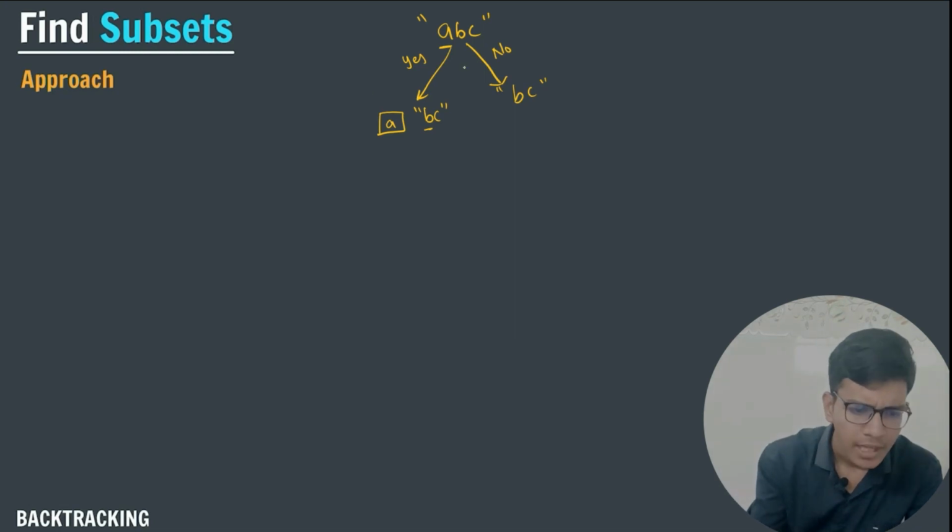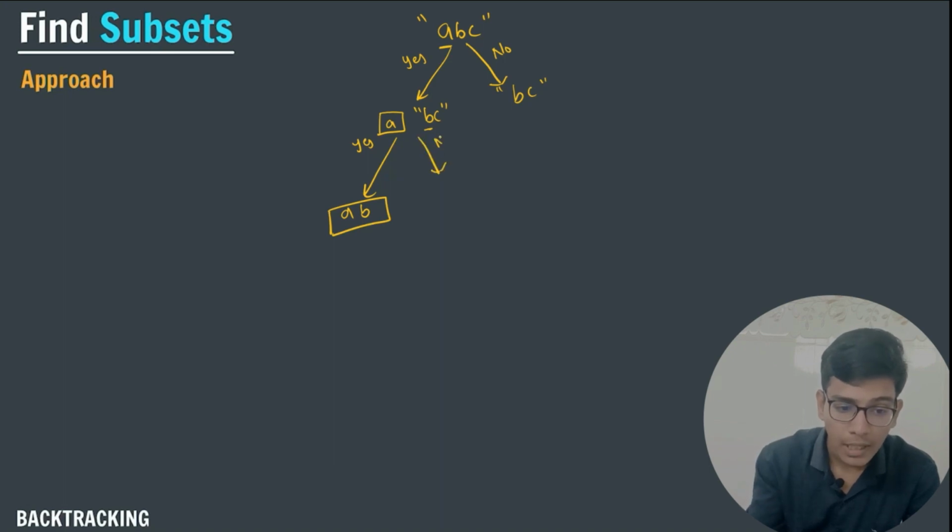So here, if B has chosen that it wants to be a part of our subset, then AB will be a subset. If it doesn't want to be part, then only A will be here, and we only need to think about C. Now here C will also be here, right? C will also be here.